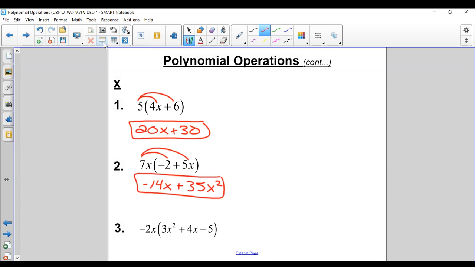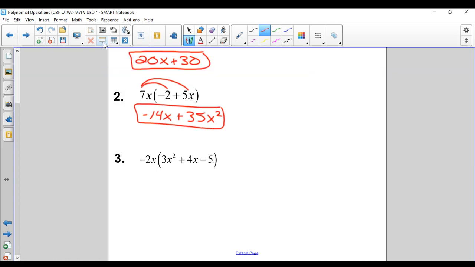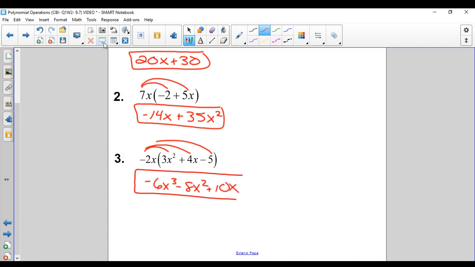Last one here, just a little bit extra. Distributing a negative 2x. We got negative 6x cubed minus 8x squared. You just keep combining the x's. X times x squared is x cubed. I have 3 of them now. And then plus a 10x at the end. And we knock it out.